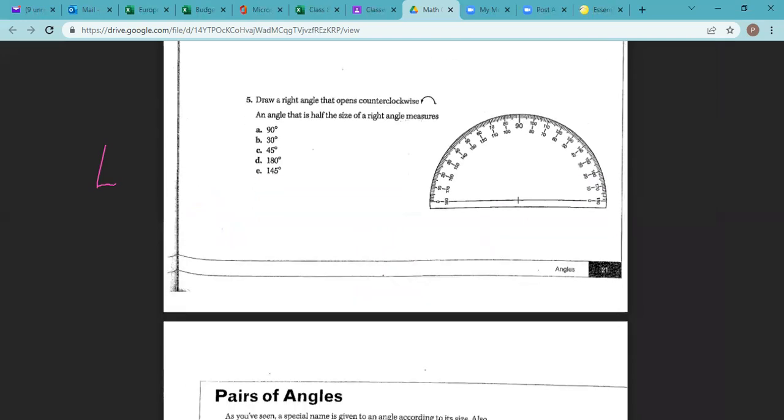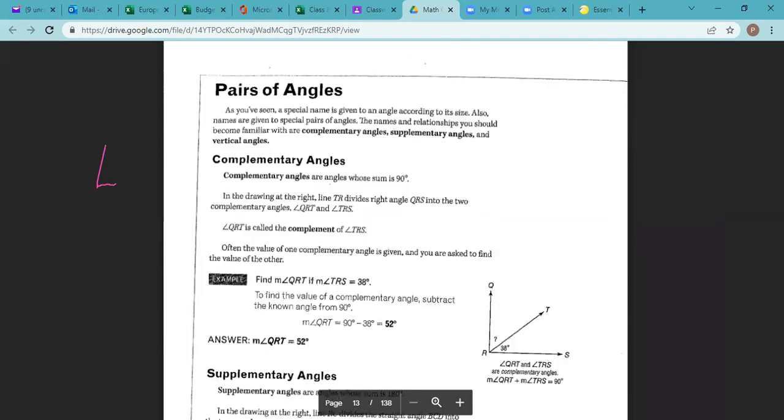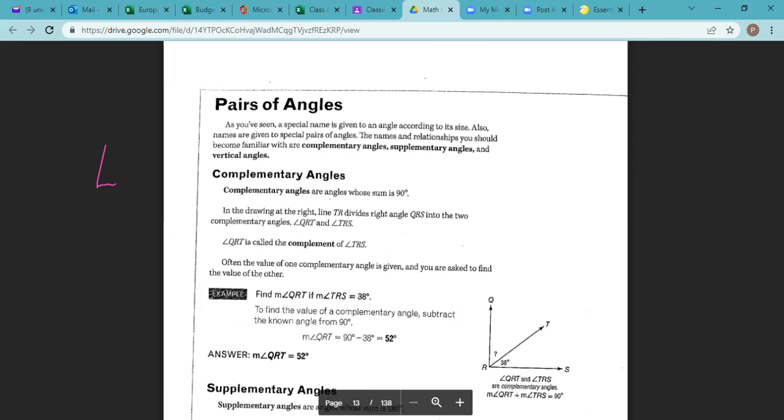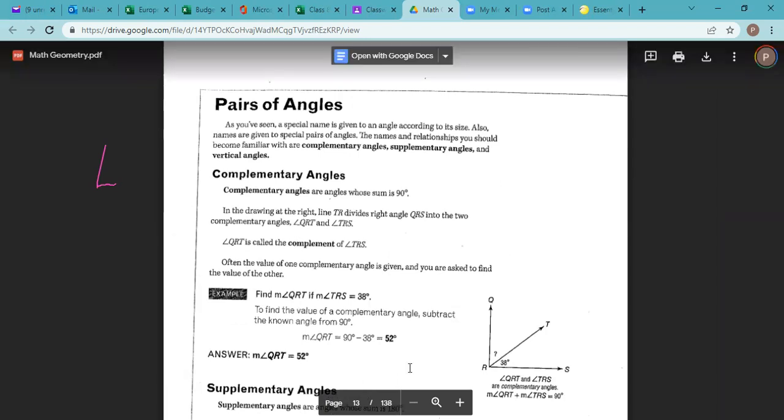All right, you can do number 5 on your own. And I want you to go ahead and take a pause, take a little break, and we're going to be starting on pairs of angles in just a moment.